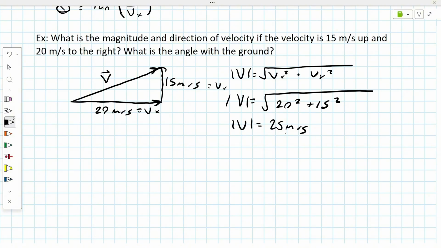And so if we wanted to give this a direction, we would need to know the angle, but we could also say like up and to the right.